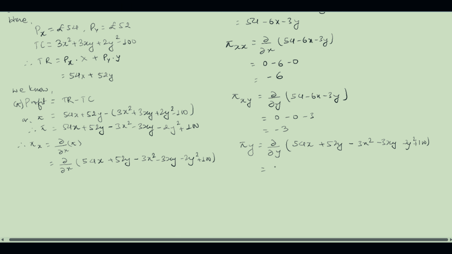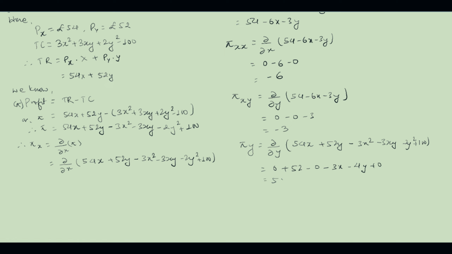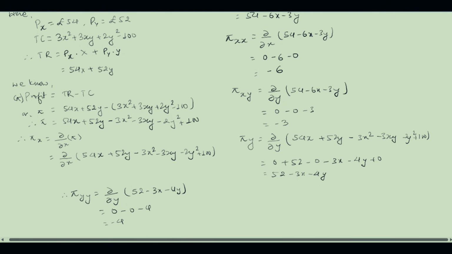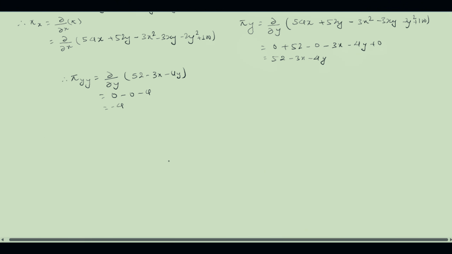Okay, then if you operate, what you'll get? It is 0 plus 52 minus 0 minus 3x minus 4y plus 0. Then what you'll get? 52 minus 3x minus 4y. And therefore, the partial derivative with respect to y, what is the profit with respect to y, is 52 minus 3x minus 4y. Look at 0 minus 0 minus 4. It is minus 4. I believe that till here the solution is clear for you all.